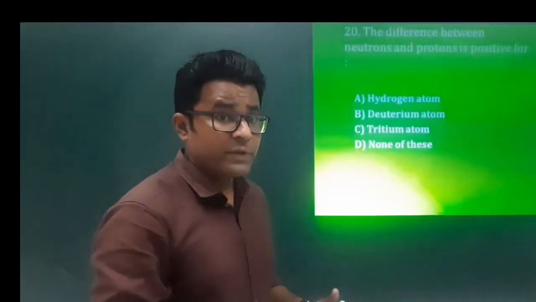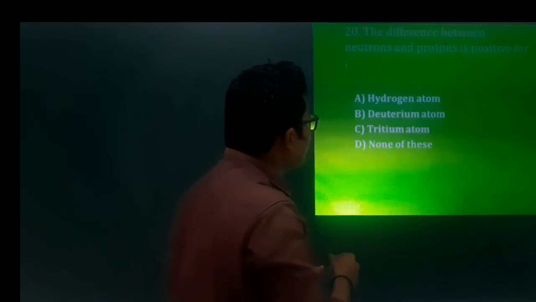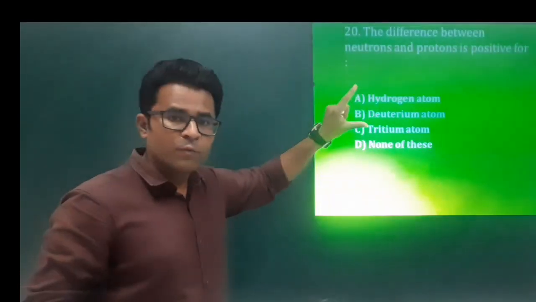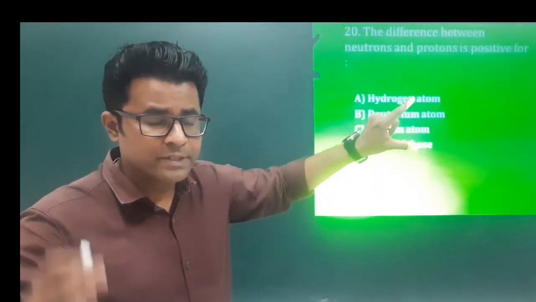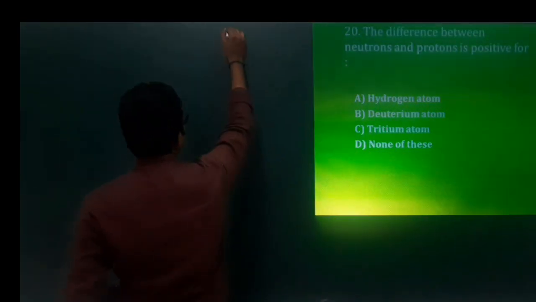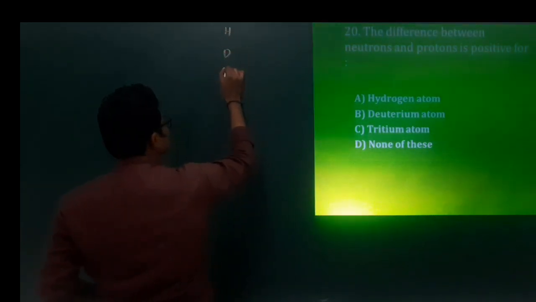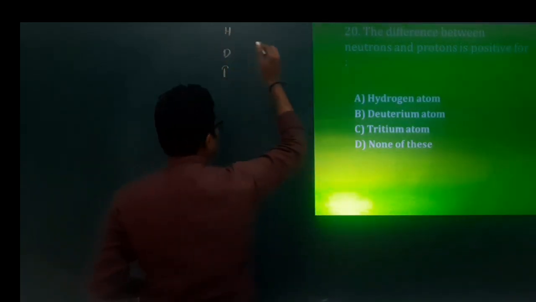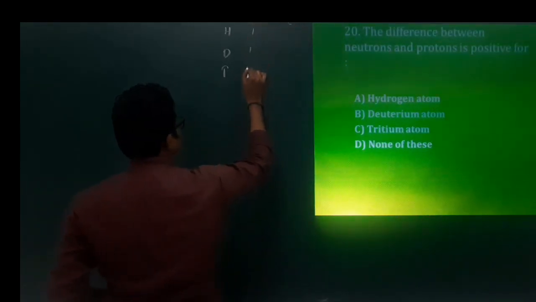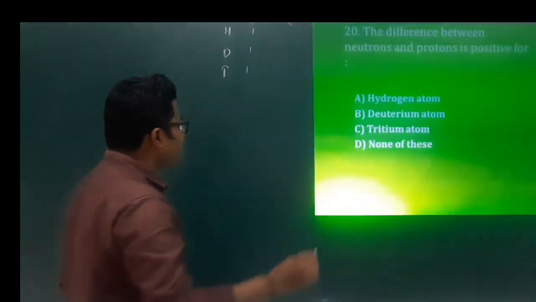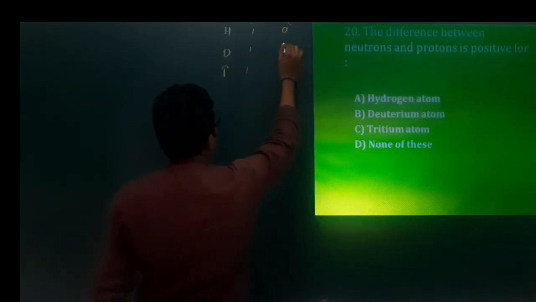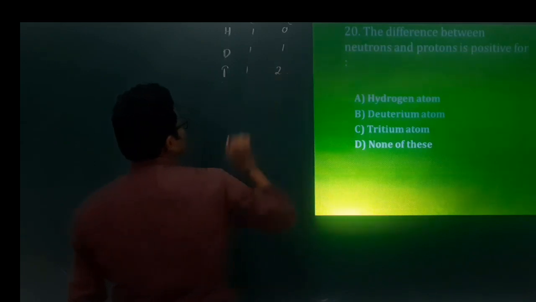Towards question number 20. The difference between the neutron and proton is positive for. Now we had already seen a similar kind of question with respect to the isotopes of hydrogen. Let's take protium, deuterium followed by tritium, and the number of protons and the number of neutrons. In all the cases we have one proton. But the number of neutrons in simple protium or the simple hydrogen is 0, while that of deuterium is 1 and tritium, of course, is 2.